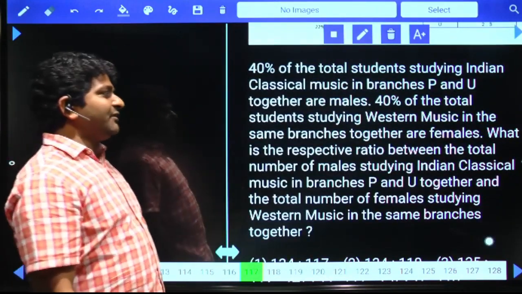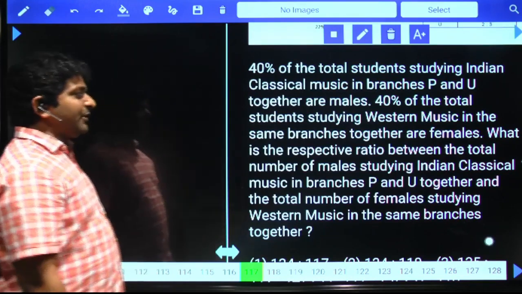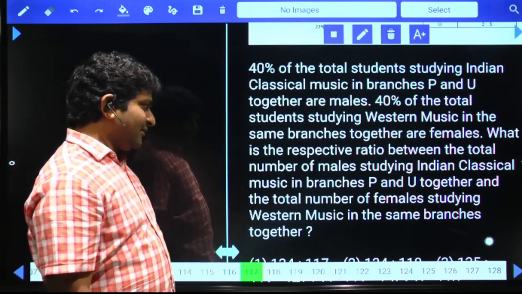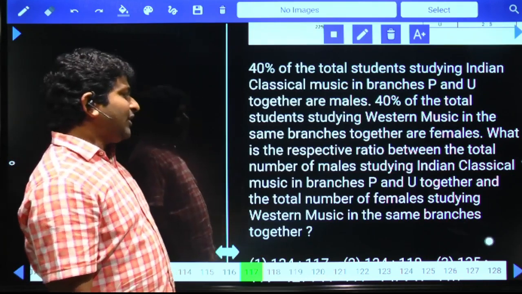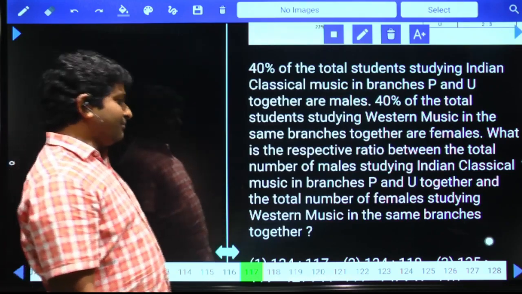40% of the students studying Western music in the same branches together are female. What is the respective ratio between the total number of males studying Indian classic from P and U together and the total number of female students studying Western music in the same branches together?